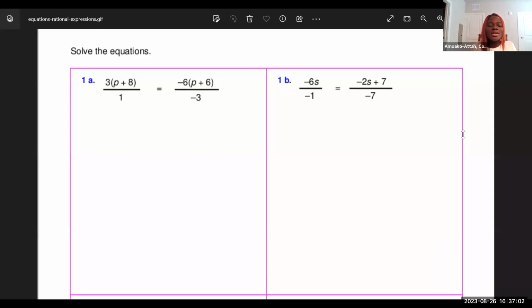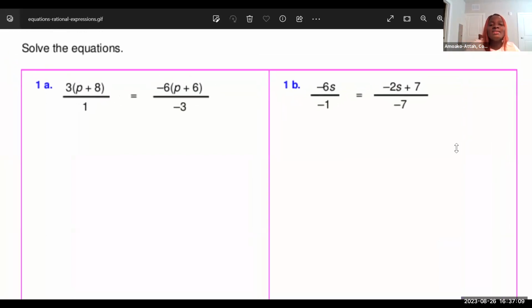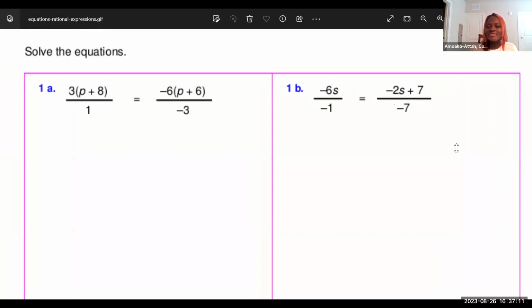Perfect. So the first problem is 3(p + 8) = -6(p + 6). The first is a fraction being divided by 1, and the second is also a fraction being divided by -3. If I say parentheses, it's the same as brackets. So my Ghanaians will say brackets, but my US people would say parentheses.